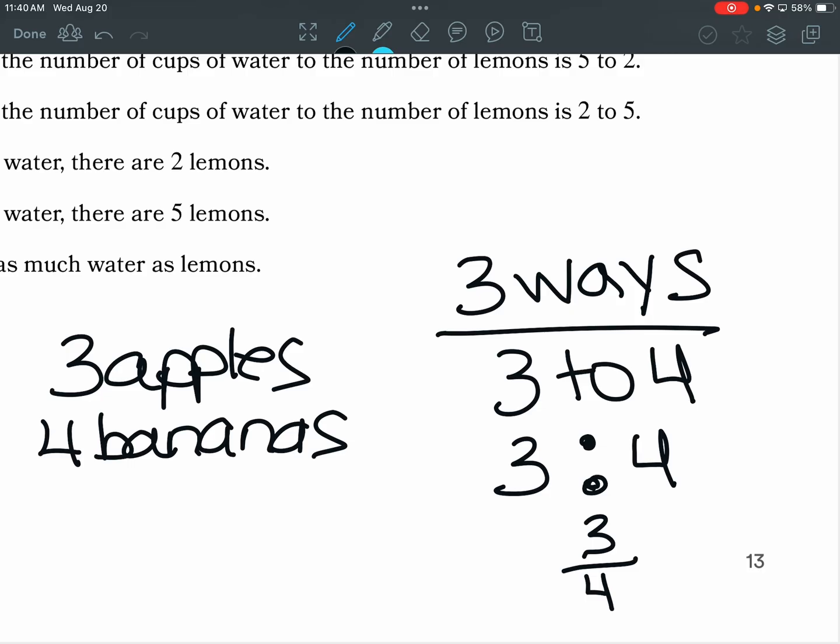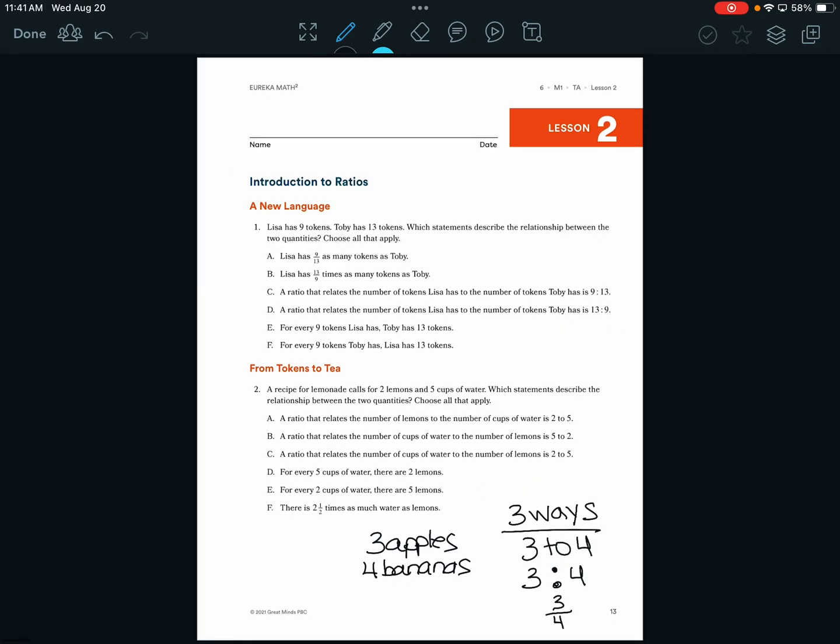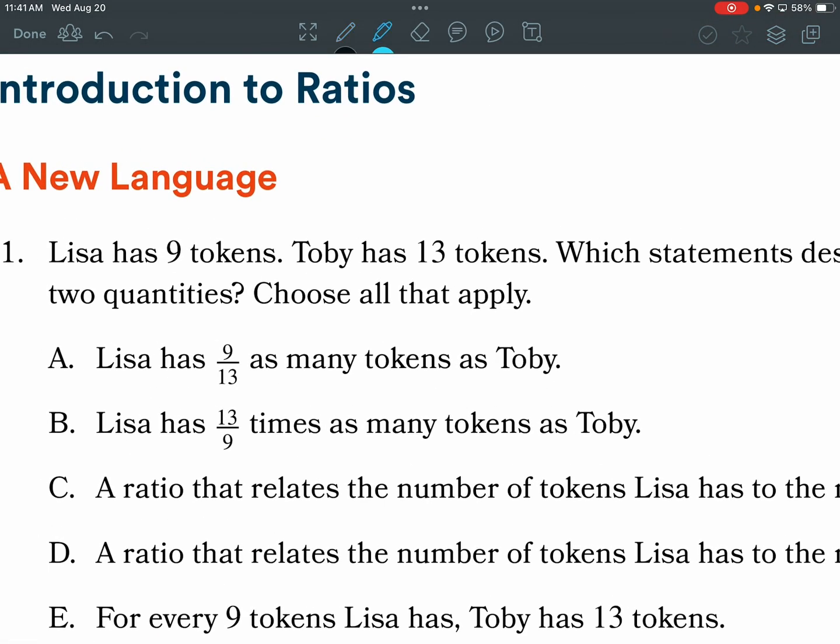I work better sitting down and writing, and you'll see why, because my handwriting gets really bad if I'm walking around. So that's why I'm sitting at my desk. So, back up to the top here. Lisa has 9 tokens. All I need to know is Lisa and 9. Second color, because I'm 2 people, right?